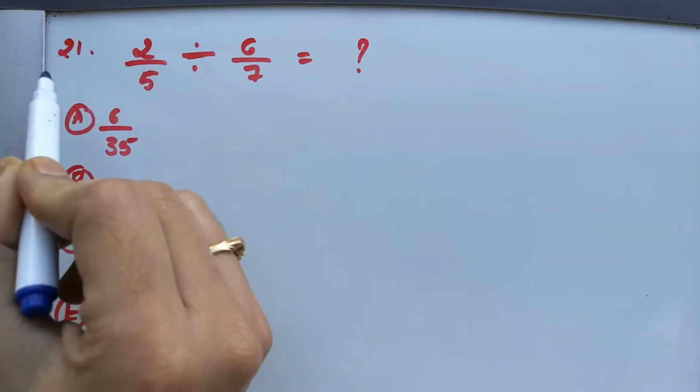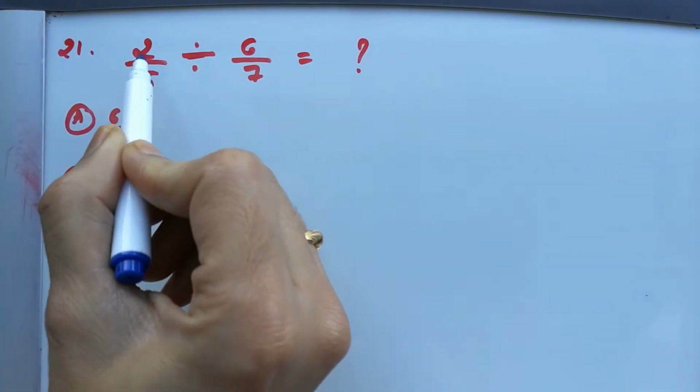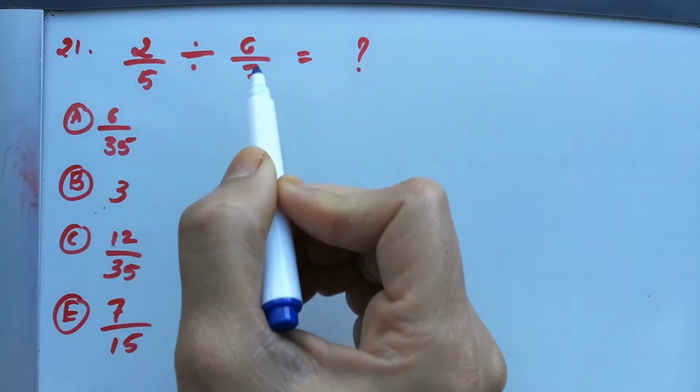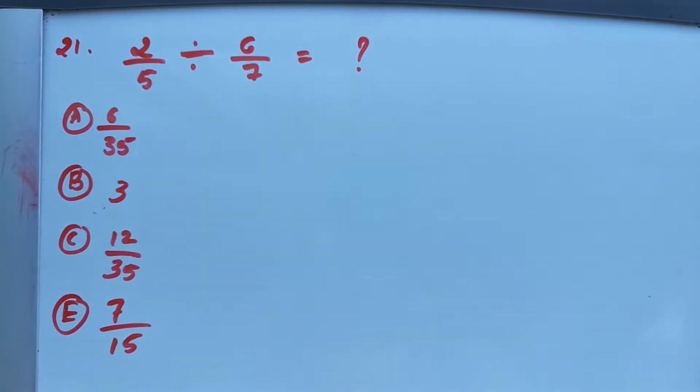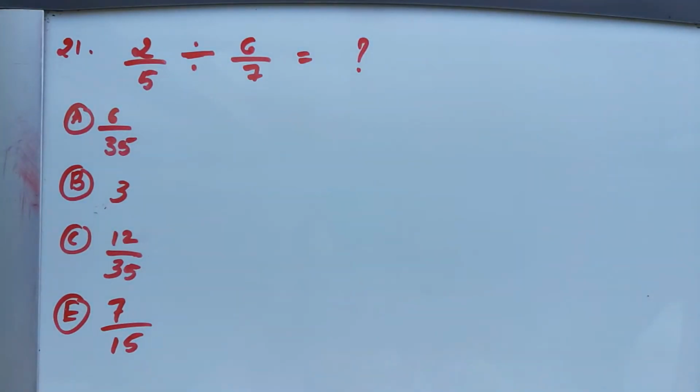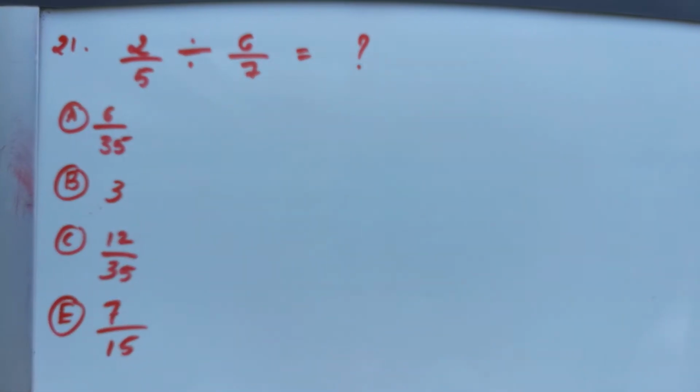So, question is: 2 divided by 5 divided by 6 by 7 is equal to what? Division of fractions. How do you divide a fraction?